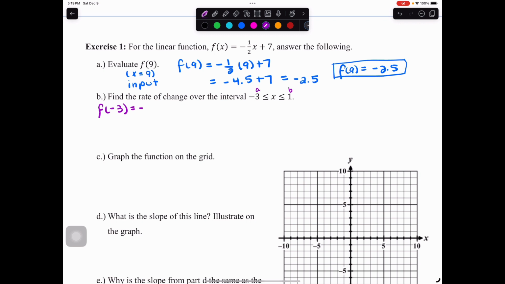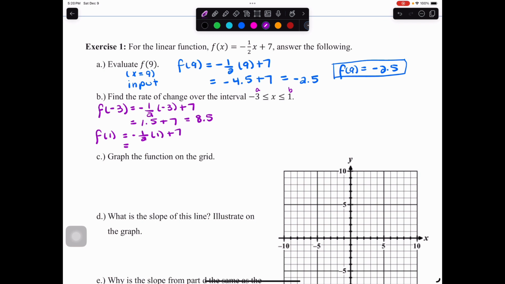So that's negative 1/2. Negative 3 is going in x's position. Negative 1/2 times negative 3 would be 1.5 plus 7, which gives us 8.5. And then we also have to find f of b. So f of 1 equals the negative 1/2. We'll put 1 in x's spot.